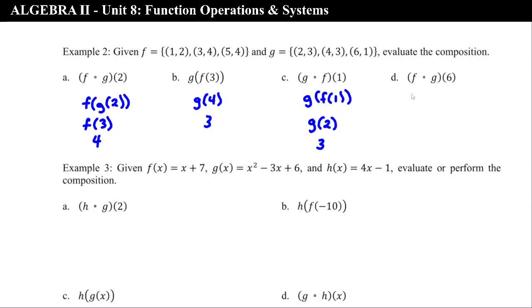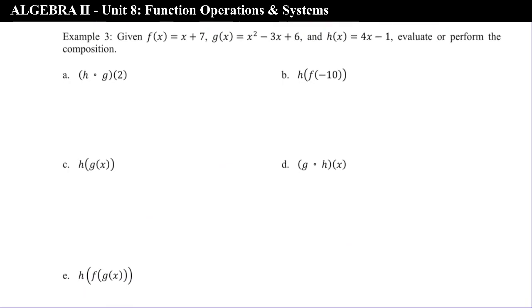And then finally for D, this is f of g of 6. So we go and find what g of 6 is, which is 1, and then f of 1 is 2. So it's all about following the breadcrumbs in problems like these. So now that we've done it with some numbers, let's move on and do it with some functions.